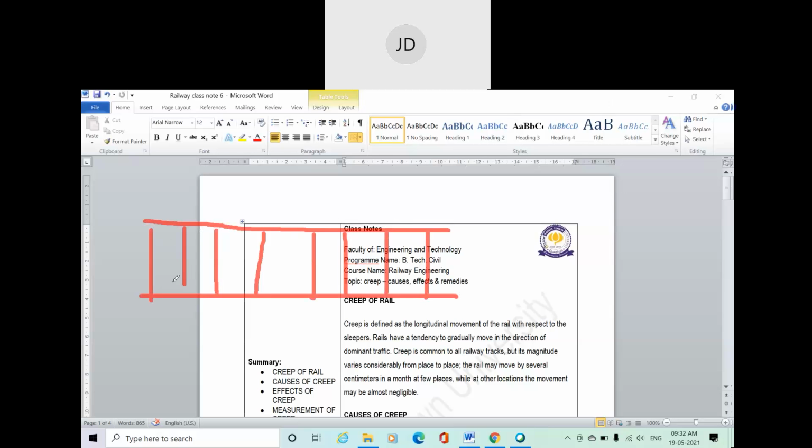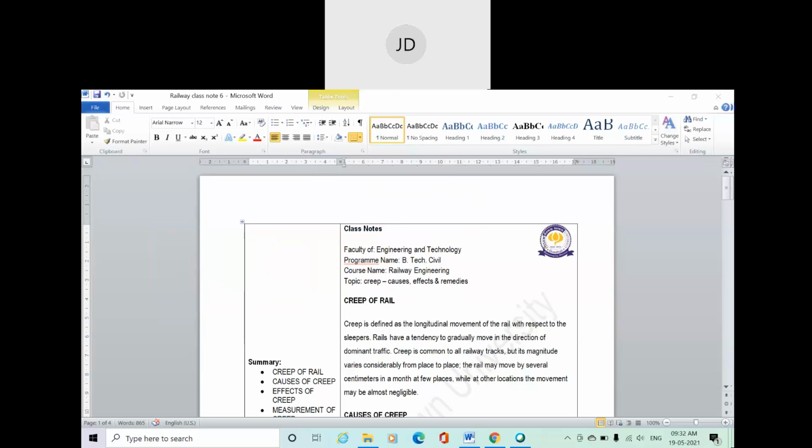Okay. Now suppose due to some reason, any reason, the rail line moves in this direction. That means, suppose the rail moves up to this point. This rail suppose moves up to this point. It may be irregular. Okay. Then what will happen? It's very difficult to draw these things.